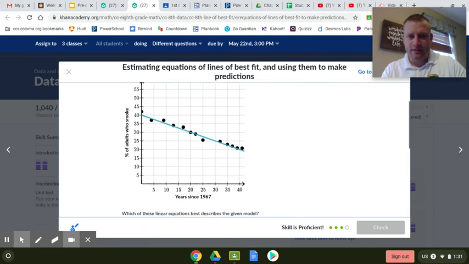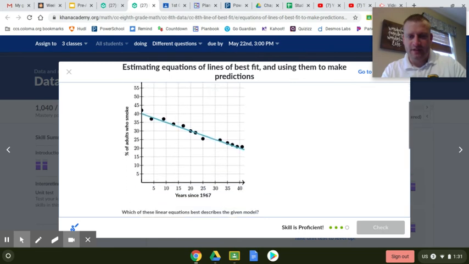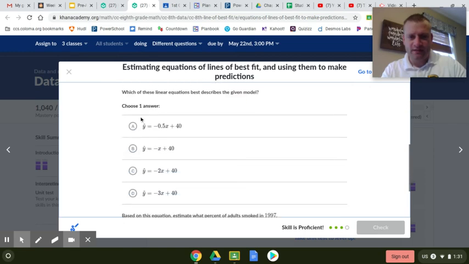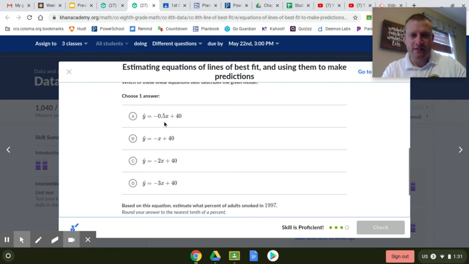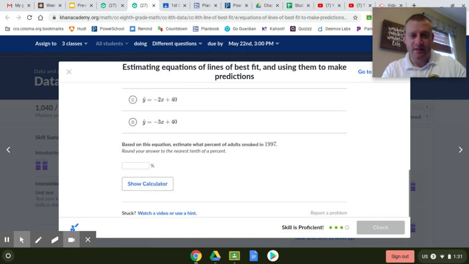And this is showing the number of adult smokers since 1967. The start value is around 40. All of those have that. So now what's the slope? Well, the number at 10 looks like it's 35. So if I do 35 minus 40, I get -5, and that happened over 10 years. -5 divided by 10 is real close to -0.5. That is probably the slope.